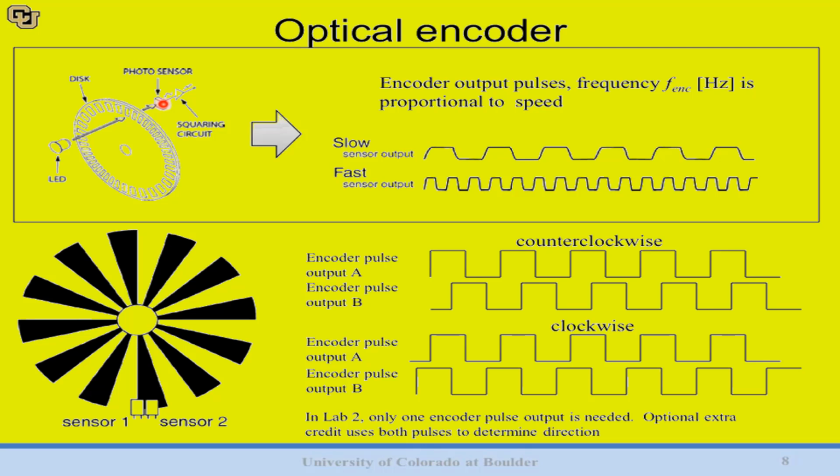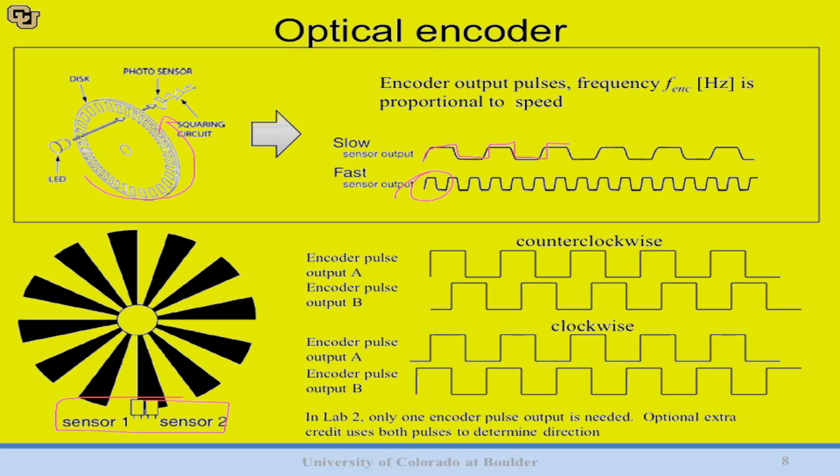And you can imagine if this wheel is turning slowly, you end up with a slow square wave, and if it's turning fairly quickly, you end up with a fast square wave. So that works, but it doesn't really tell you which direction this thing's turning. So to do that, what we actually have is 2 sensors and 2 LEDs, and you can see they're just placed very close to each other so that one will get hit with light before the other.